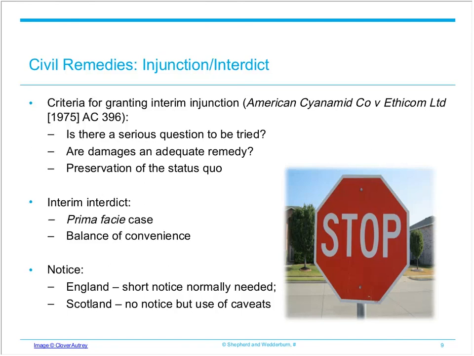To obtain an order for interim interdict in Scotland, the party must satisfy the court that it has a prima facie case, which is the equivalent of the serious question to be tried test in England, and also that the balance of convenience favours making the order. There's generally less emphasis by the court on whether damages would be an adequate remedy, and even if damages could be claimed, the court will often be willing to grant the order if it can be shown that the balance of convenience favours this.